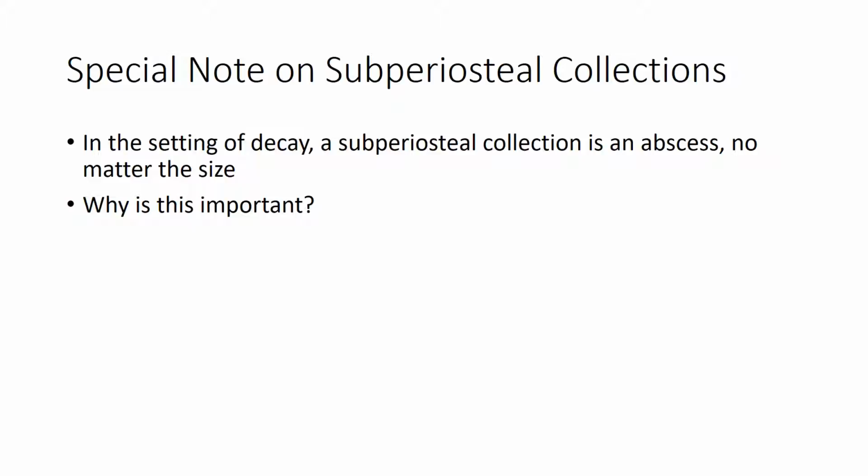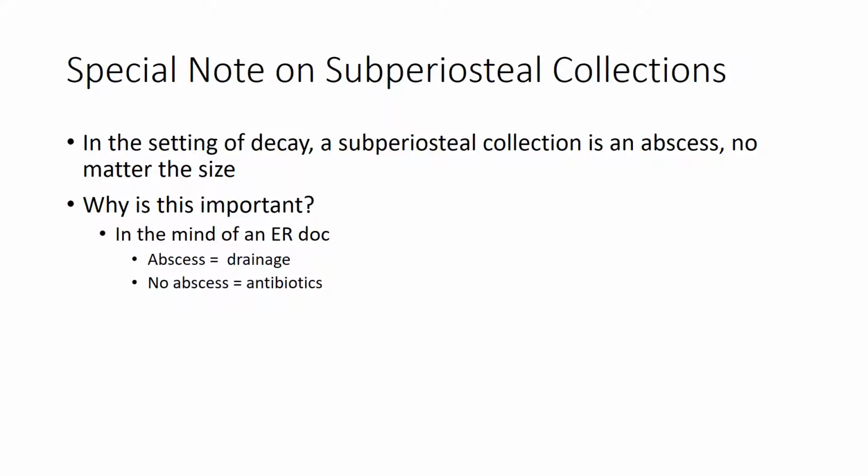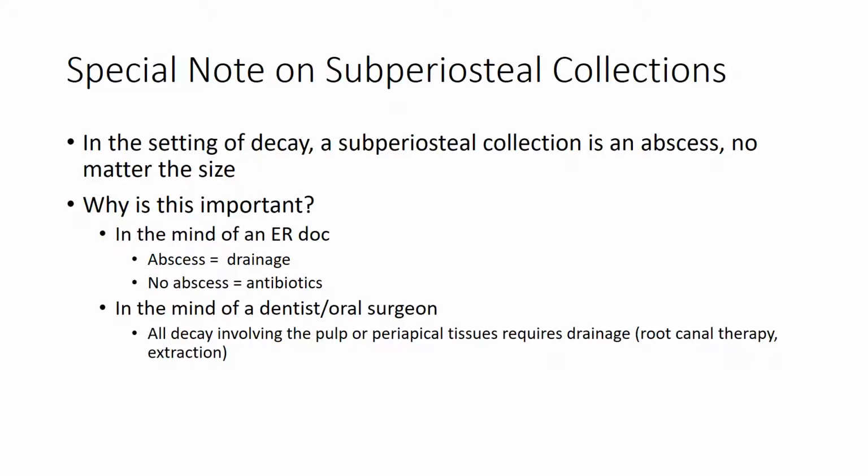Because in the mind of an ER doc, an abscess equals drainage, and no abscess equals antibiotics. But antibiotics are never sufficient for treatment of a tooth infection. To a dentist, all decay involving the pulp or periapical tissues require drainage of some sort, either via a root canal or extraction.